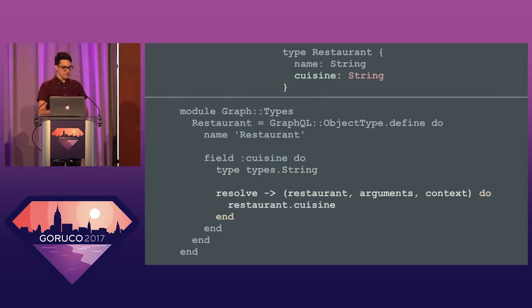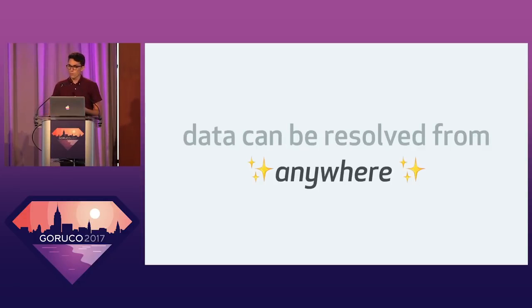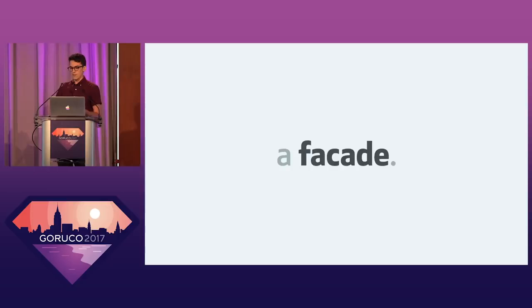And finally, we have to tell the schema how to fetch the restaurant's cuisine in a resolver. In this particular case, this lowercase restaurant is just the Active Record object that we got back from the previous resolver. We pass those through from resolver to resolver until we end up with the result that we'd like to have. This is an important part: GraphQL schemas are composed of resolvers. And while I used Active Record in all of my examples, that doesn't have to be the case. The data can be resolved from absolutely anywhere, which makes GraphQL a facade.